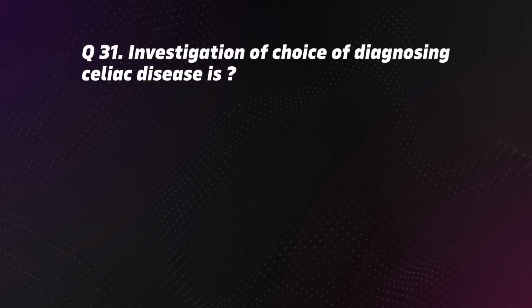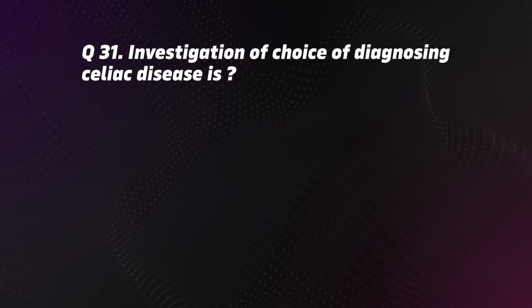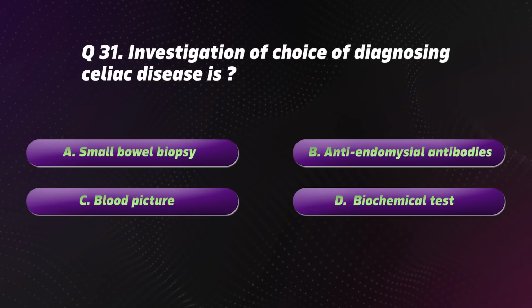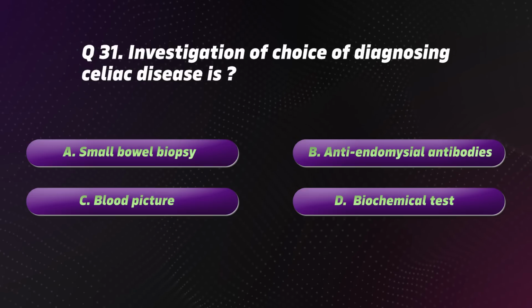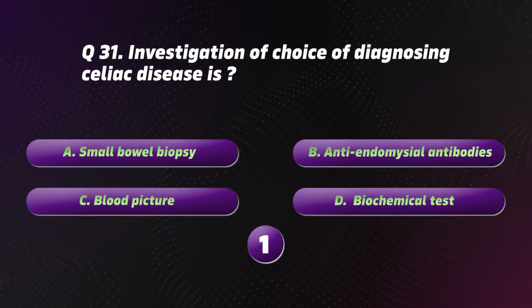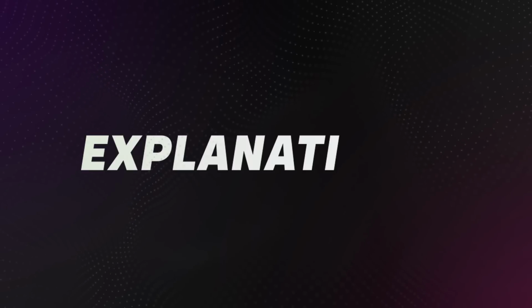Question 31. Investigation of choice of diagnosing celiac disease is? Here are the options. A. Small bowel biopsy. B. Anti-endomysial antibodies. C. Blood picture. D. Biochemical test. And the correct option is A. Small bowel biopsy. Here is the explanation.